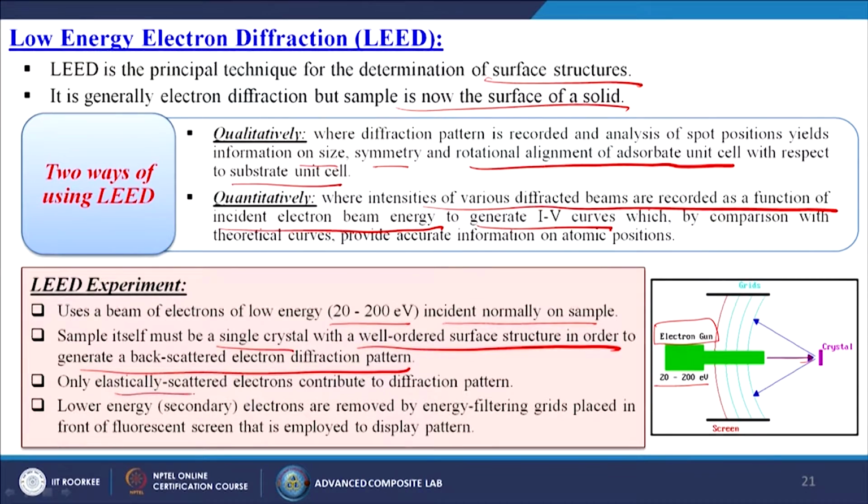Only elastically scattered electrons contribute to the diffraction pattern. Lower energy secondary electrons are removed by energy filtering grids placed in front of the fluorescent screen that is employed to display the pattern itself. So, initially we put the grids and after that we put the screen.